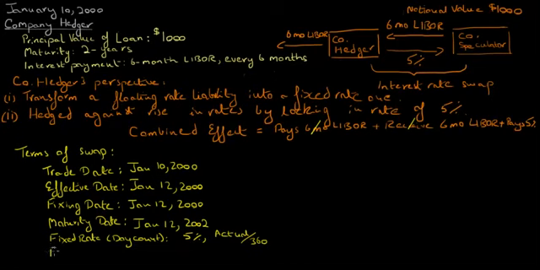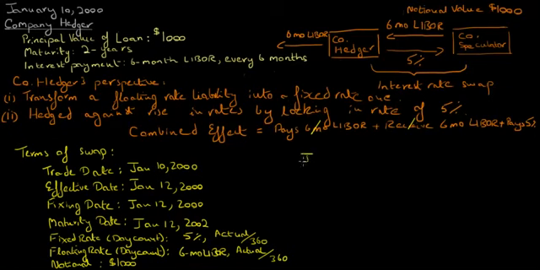And floating rate has its own day count convention, which may be same as the fixed rate or it may be different. In this particular example, the floating rate is 6-month LIBOR, and the day count convention we'll assume is same as that of the fixed rate, which is actual over 360. And finally, we have the notional amount on the swap, which in this example is $1,000.